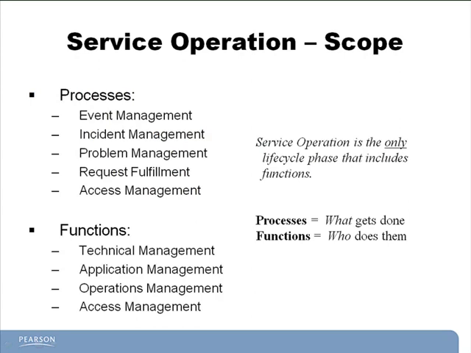The Book of Service Operation contains 5 processes as well as 4 functions. I briefly introduced these functions during our first chapter, so they should be a little familiar to you. Processes describe what gets done, meaning processes are steps and activities that we follow to achieve an objective. Functions, however, are the generic teams who execute those processes.